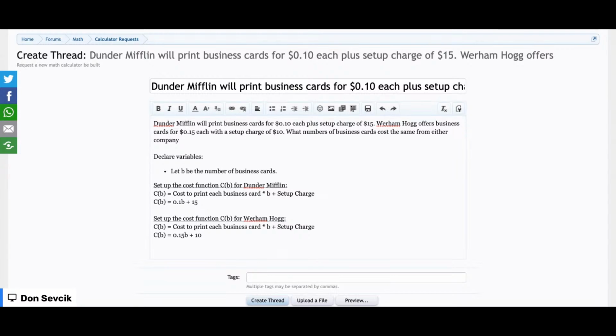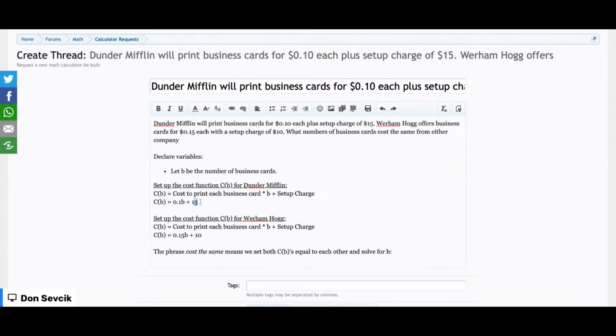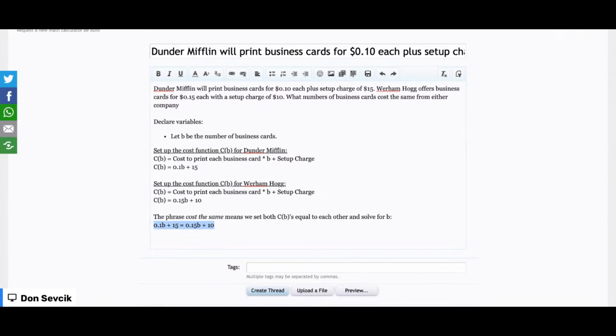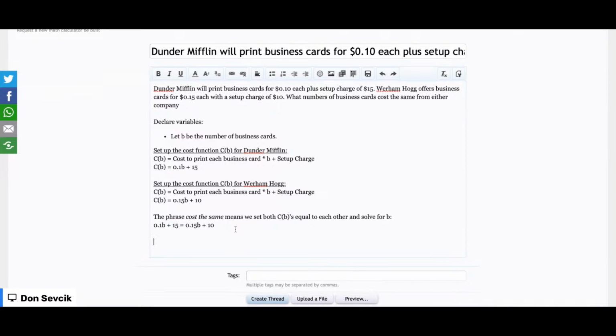What numbers of business cards cost the same from either company? The phrase cost the same means we set both C of B equal to each other and solve for B. Okay, so we take Dunder Mifflin's and set it equal to Wareham Hogg's, and we solve for B. What I'm going to do is go off camera real quick onto the Math Celebrity Math Engine, type this in, grab all the math, and bring it back. Looks like we're going to get a nice round answer.